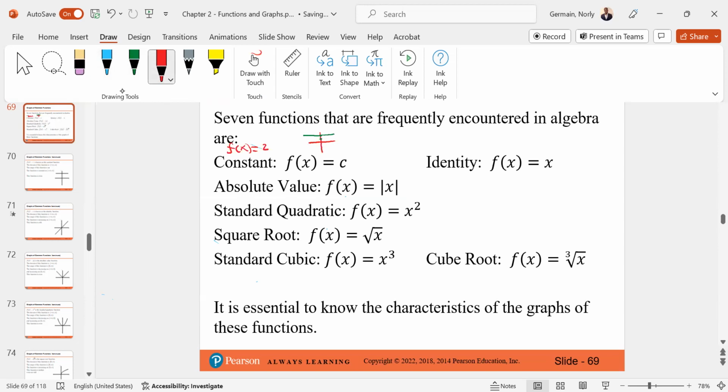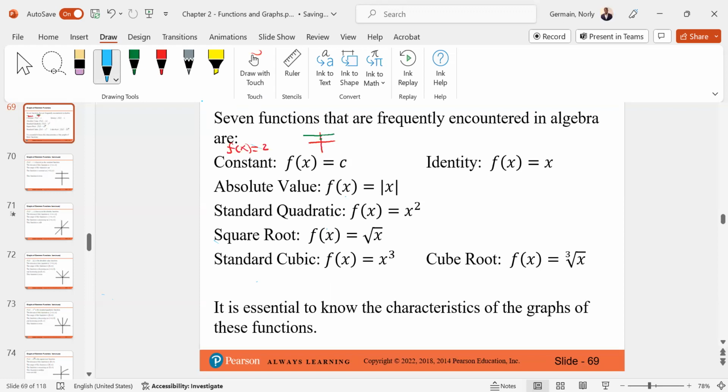Now the other function you can see is what we call the identity function. For a constant function, the domain is all real numbers, and the range is only a single number at this point. It's constant on all real numbers, I mean from negative infinity to infinity. It's an even function.